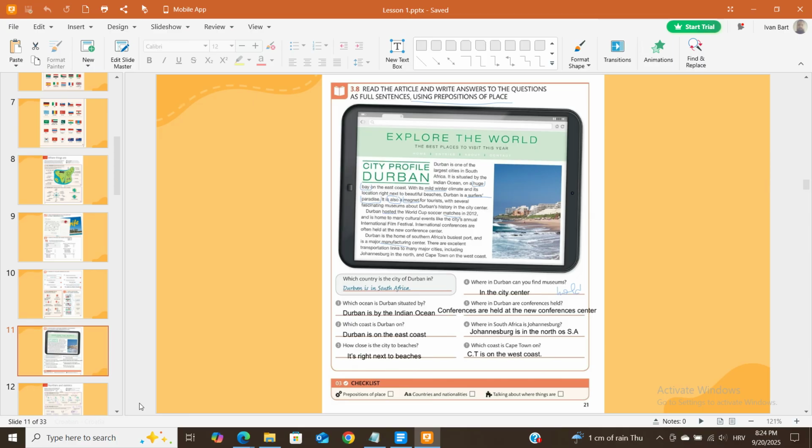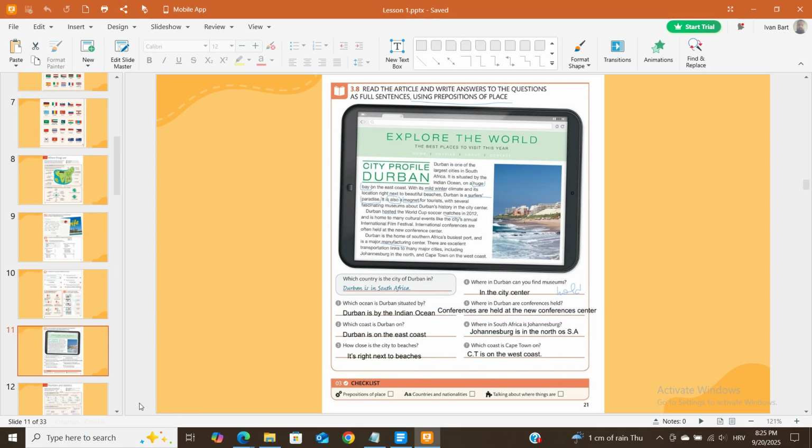It is also a magnet for tourists, with several fascinating museums about Durban's history in the city centre. Durban hosted the World Cup soccer matches in 2010, and is home to many cultural events like the city's annual International Film Festival. International conferences are often held at the new conference centre. Durban is the home of Southern Africa's busiest port, and is a major manufacturing centre. There are excellent transportation links to many major cities, including Johannesburg in the north, and Cape Town on the west coast.